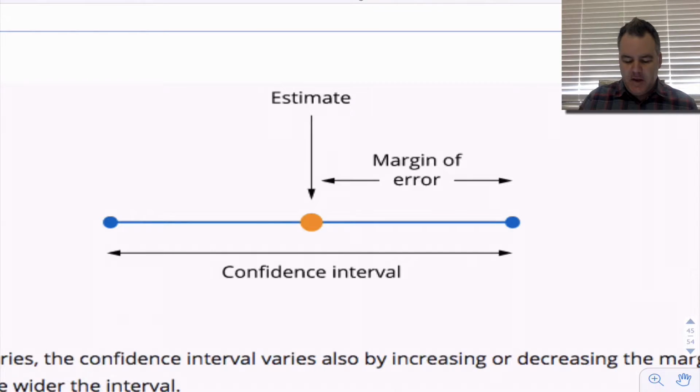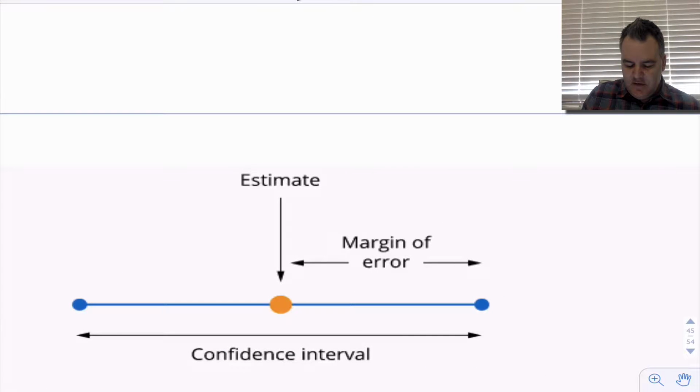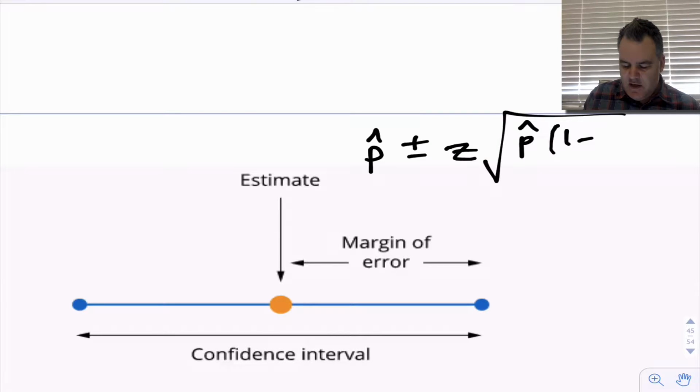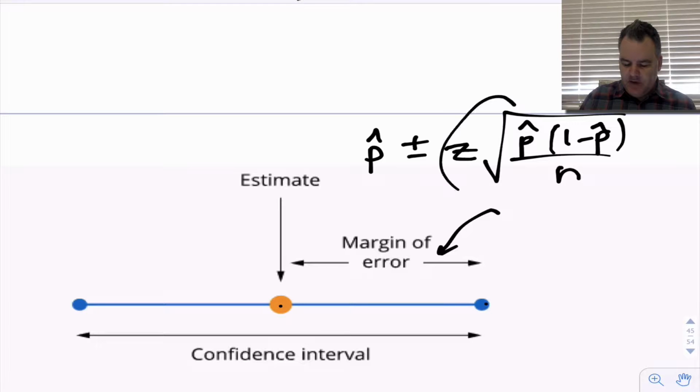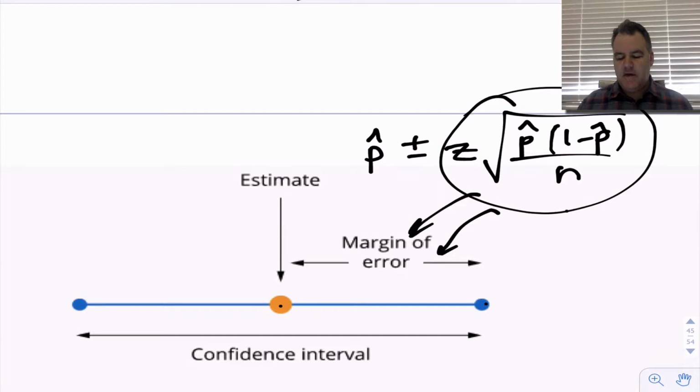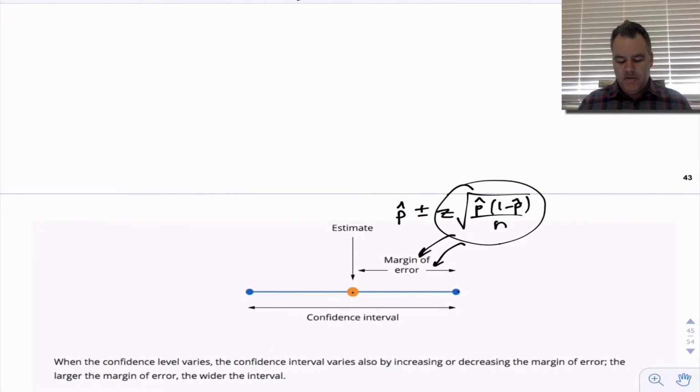So if you remember the formula said we've got p hat plus or minus z times this thing here. All right, so this width from the middle to the top is actually just this thing here. So this is the margin of error, okay? The z value times the standard deviation from our sampling distribution. So you just need to know that that part of the formula there is the margin of error.